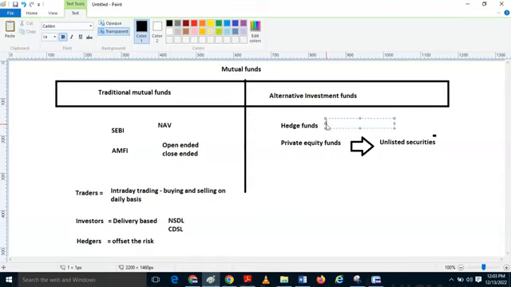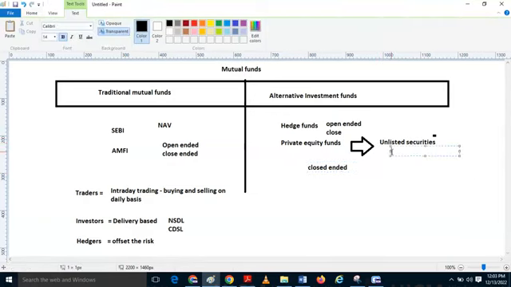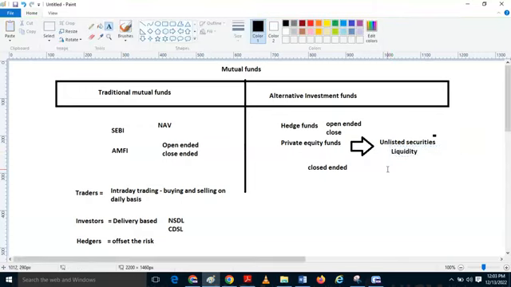There can be open-ended hedge funds and there can be closed-ended, depending on their features. A private equity fund is mostly a closed-ended fund because there is a lock-in period of 10 years or 5 years, since we are purchasing unlisted securities. When it comes to a security which is not listed, there is a liquidity issue. It means if you are buying today, tomorrow if you want to sell, can you?